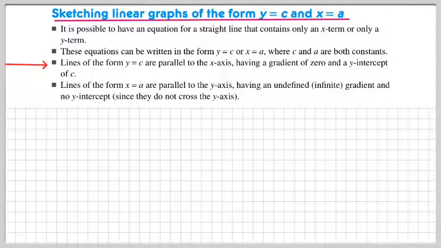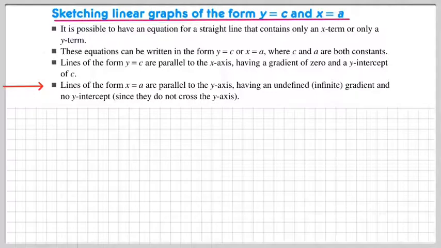is lines of the form y equals c, where y always has the same value, are flat, horizontal lines parallel to the x-axis. They have a gradient of 0 and a y-intercept of c. Okay? Because they don't go up or down, therefore the gradient is 0. There's no slope, no steepness.